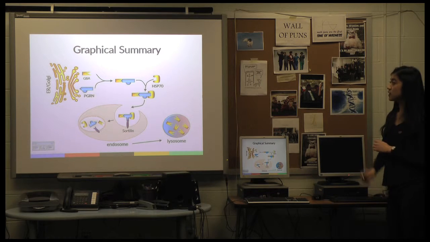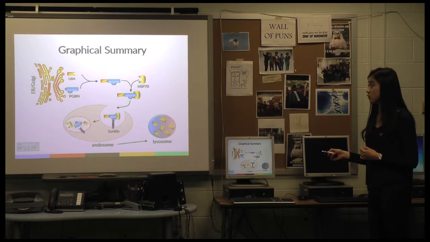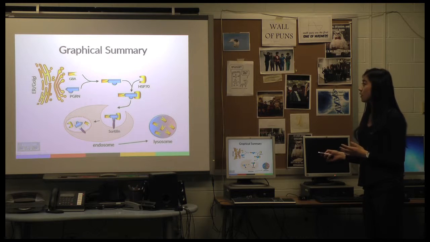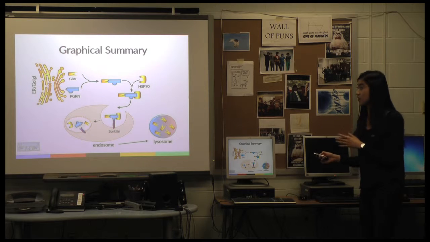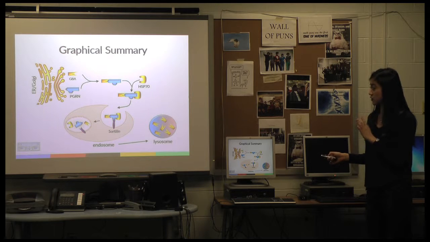So this graphical summary summarizes our results. The proteins, progranulin and GBA, will be created in the ER or your ribosome, next transported to the Golgi. Afterwards, progranulin will bind to GBA and create this complex. It will also bind to HSP70, and HSP70 will direct it to the lysosome. It will also bind to sortilin, which allows for endocytosis, so that's why it's in the endosome. And then, after it separates, it can successfully transport the GBA enzyme to the lysosome.